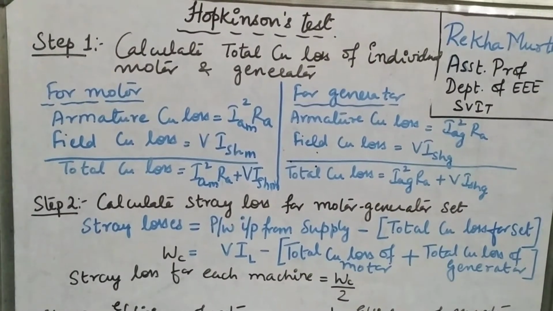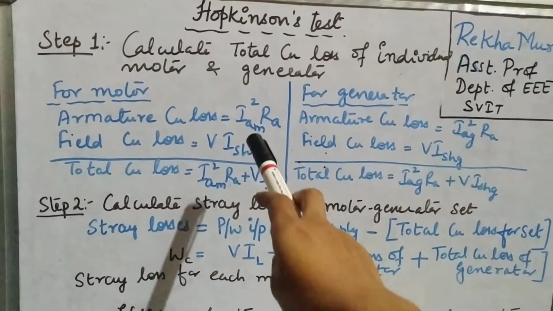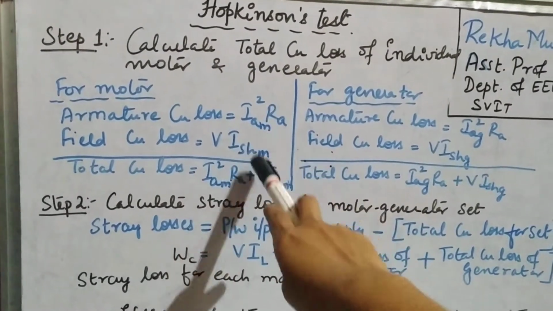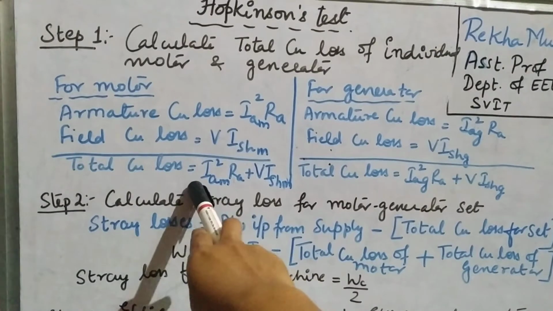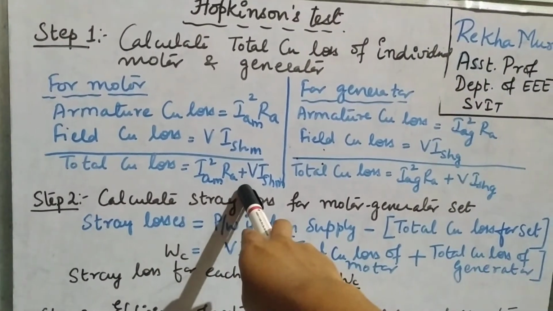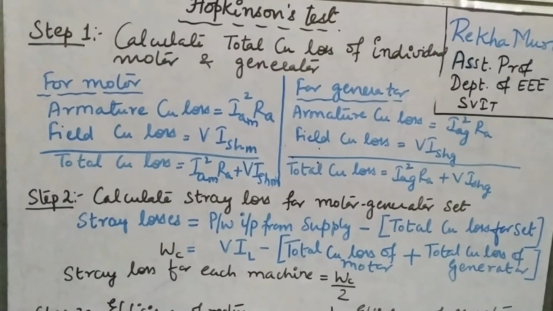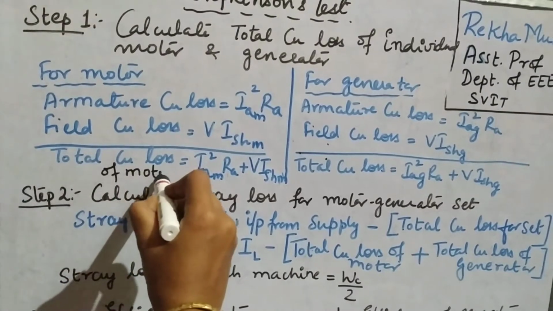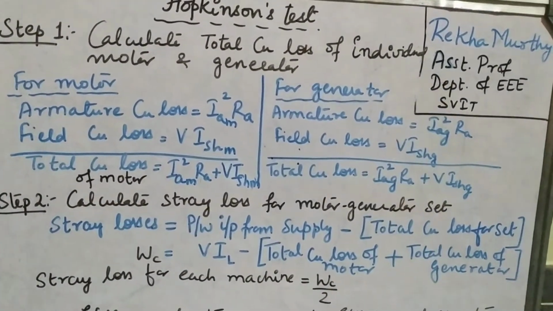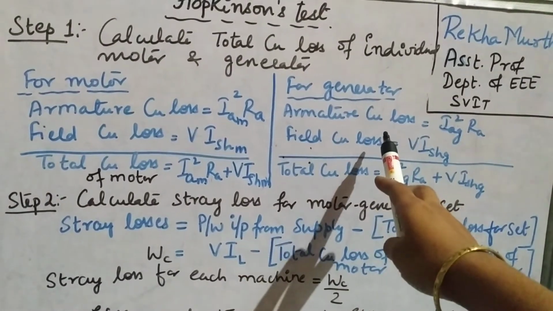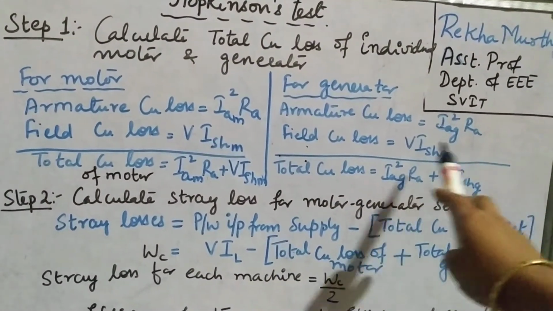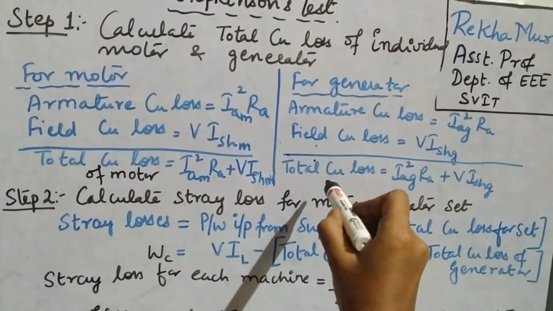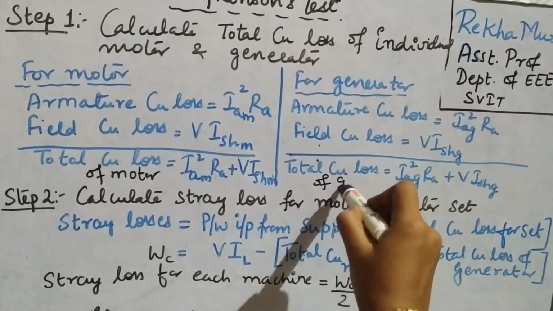Armature copper loss is given by Ia square into Ra, and field copper loss is given by V into I shunt M. You have to total these, and this will be the total copper loss of the motor. Similarly for the generator, here also we have to calculate the armature copper loss, which is given by IAG square into Ra, and the field copper loss, that is V into I shunt G. So this will be the total copper loss of the generator.